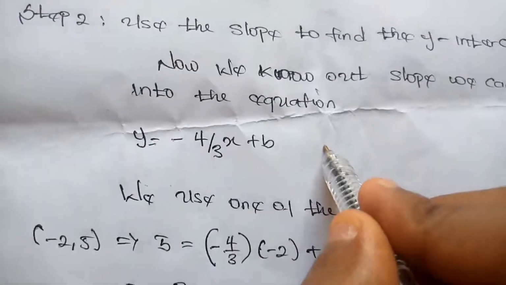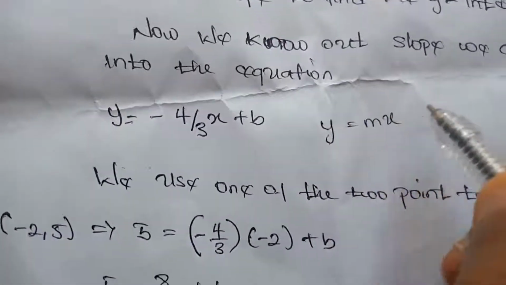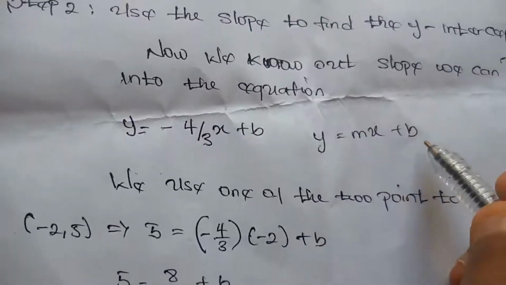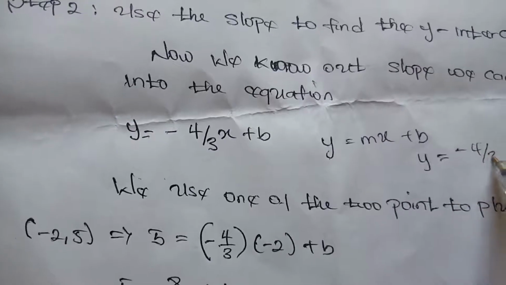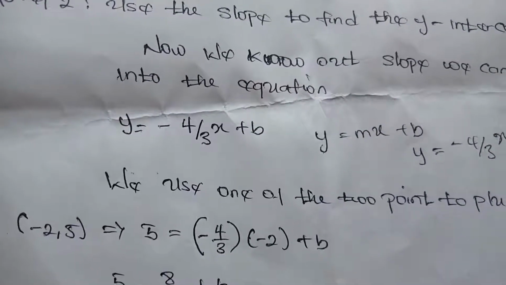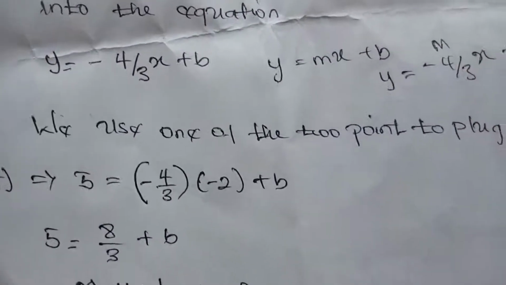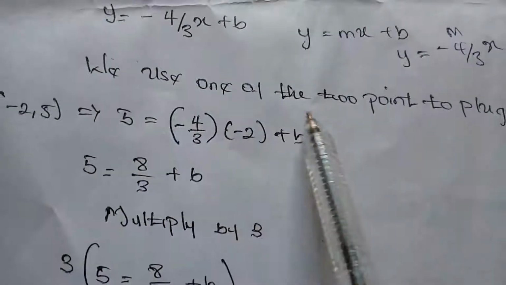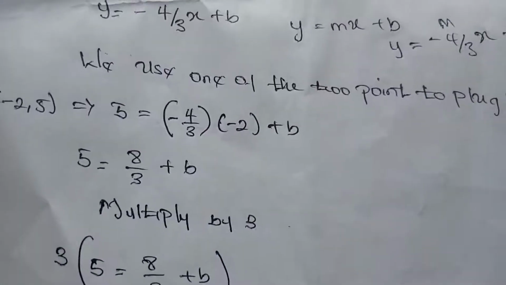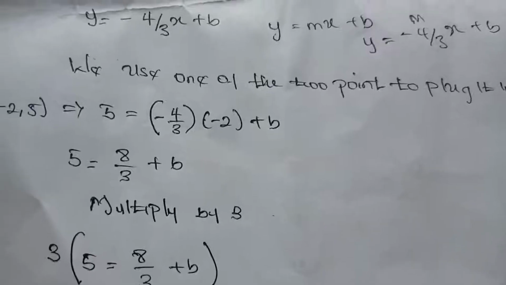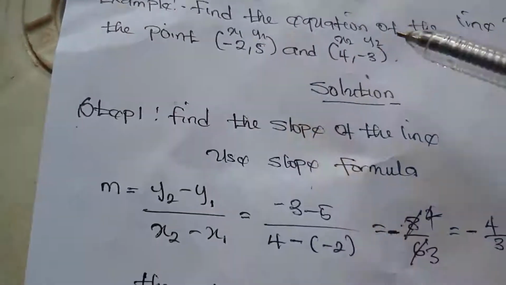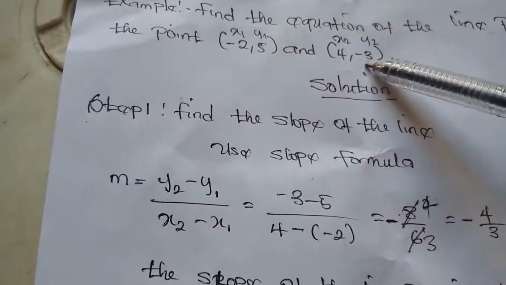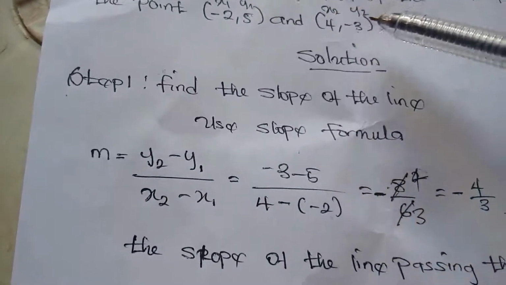That's where it came from: y equals mx plus what? Plus b. Our y equals minus 4 over 3 x plus b. So now we choose one of the 2 points to plug in as x and y. Any of these 2 points can be picked; if you pick either one, it will give you the same answer.